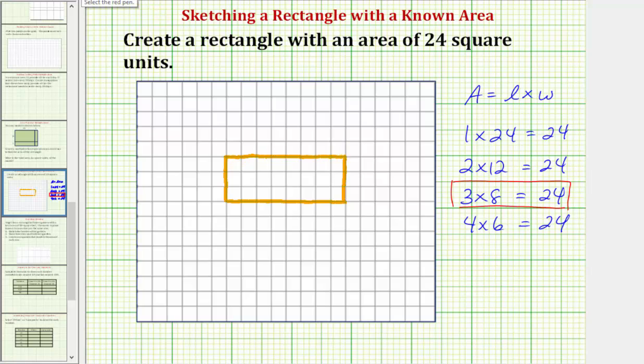Here's another possibility of a rectangle that has an area of 24 square units. This rectangle has dimensions 3 units by 8 units, giving us an area of 3 times 8, or 24 square units.